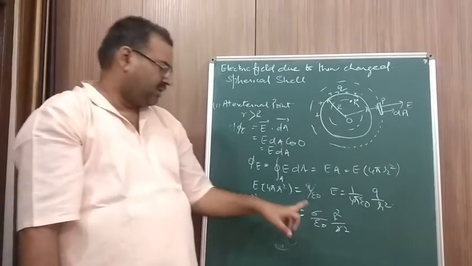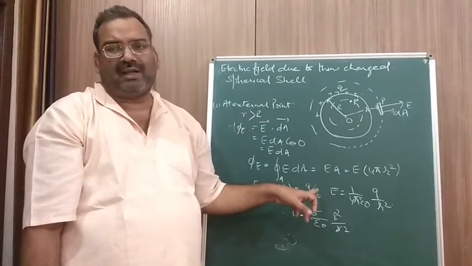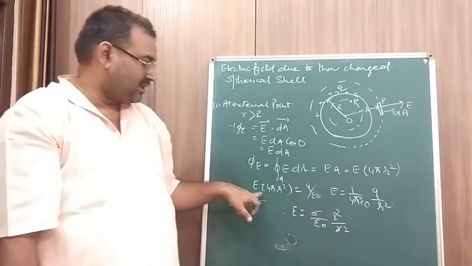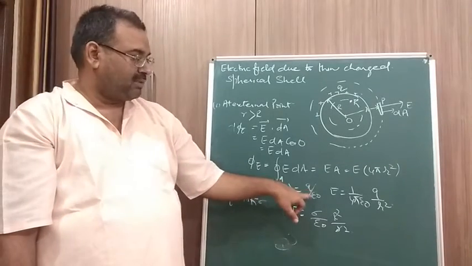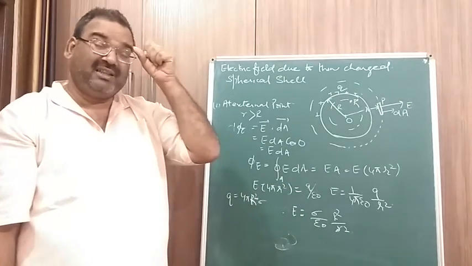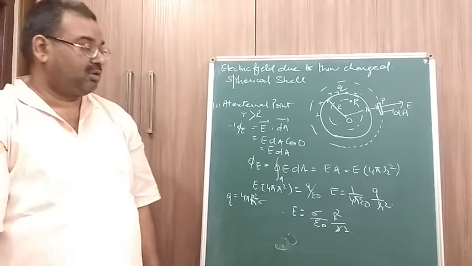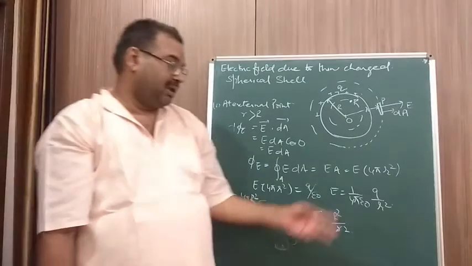Now, from Gauss's theorem, we know that phi is equal to q upon epsilon naught. We compare these two equations: E into 4 pi r square equals q upon epsilon naught. We get the electric field is equal to 1 upon 4 pi epsilon naught q upon r square.